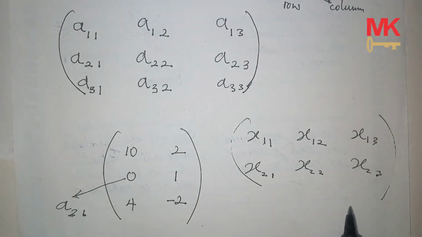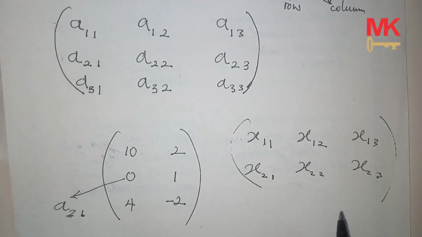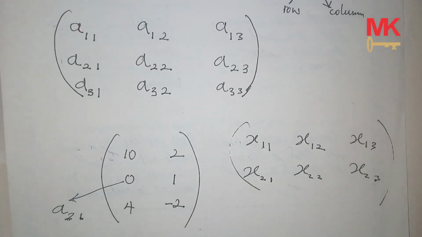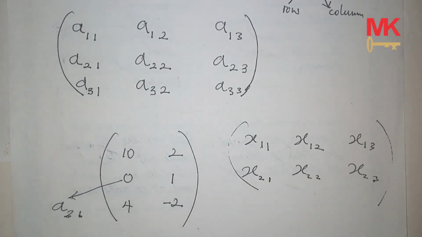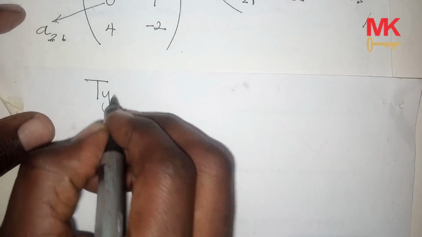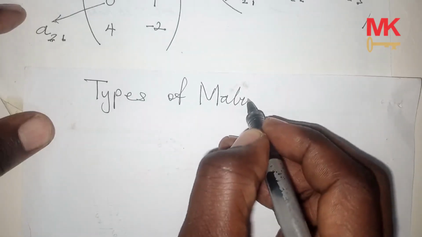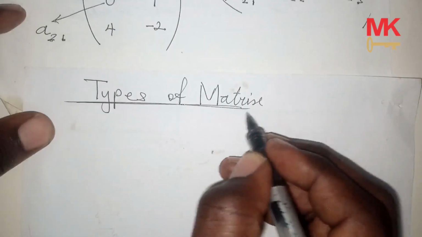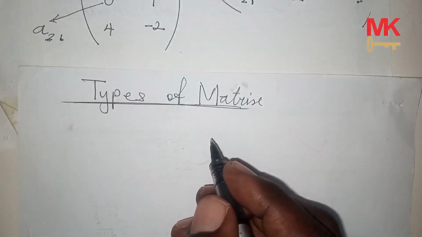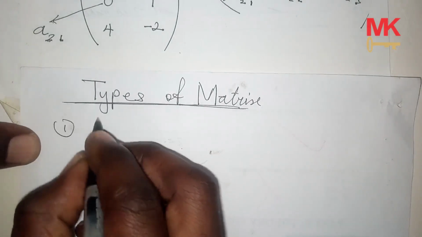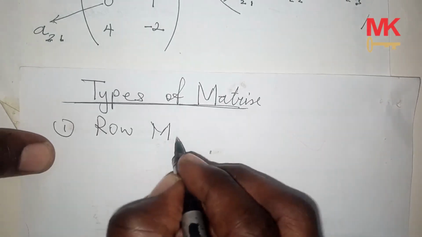Okay, so this brings us to types of matrix. There are different types of matrices. We have all manner of matrices, but they are all very, very simple to understand. And I'm going to take you through each of the various types of matrices. They are simple, like I said. So, types of matrix. The first one I'm going to talk about now is called the row matrix.